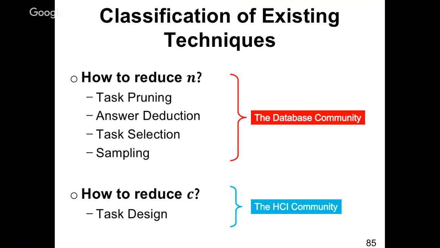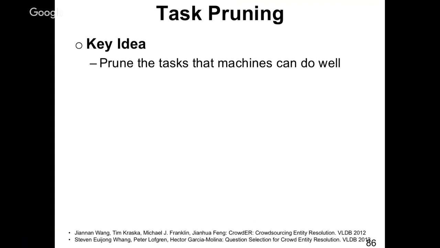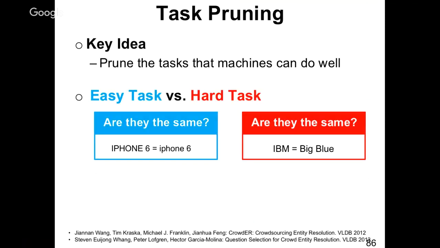Let's first talk about how we can reduce the number of tasks. The first technique, we call it task pruning. The basic idea is quite simple. Think about that you have 1,000 tasks, and you cannot afford asking the crowd to do all of them. You want to reduce the number. The key idea is maybe some tasks that machines can do very well, so you really don't need a crowd to do that. So the question is how we can quantify which task is very difficult, so we need to ask the crowd to do it, and which task is very easy, so we can ask a machine to do that.